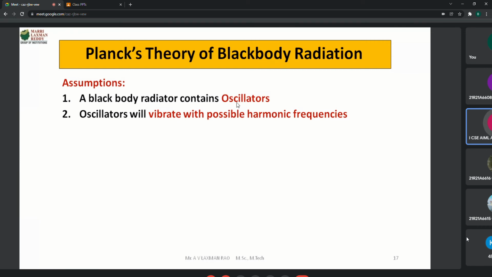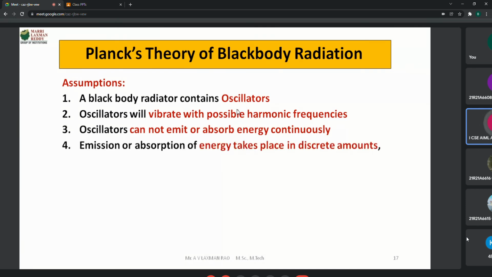All these atomic oscillators are continuously in simple harmonic vibration with some frequency. And these black body radiators cannot emit or absorb energy continuously. They can absorb and emit energy, but not continuously. Only in discrete values will they emit or absorb energy. Releasing energy continuously is not possible, but in patterns: h nu, 2 h nu, 3 h nu, 4 h nu. Like that they can release the energy.